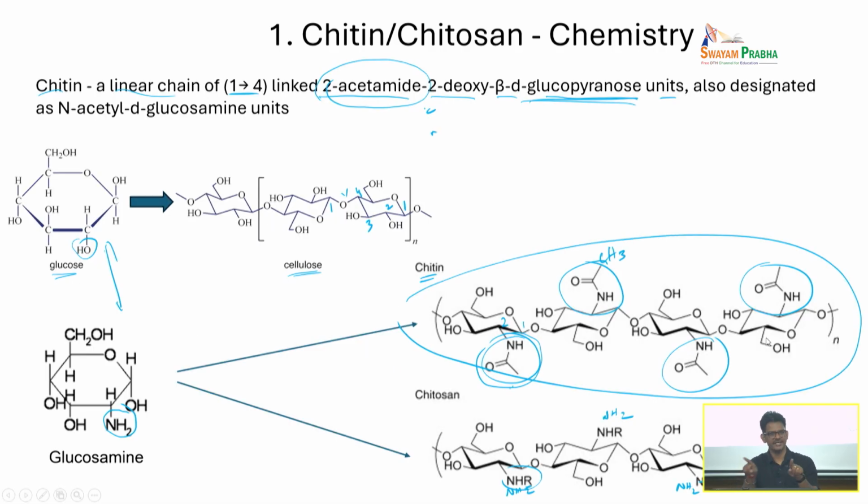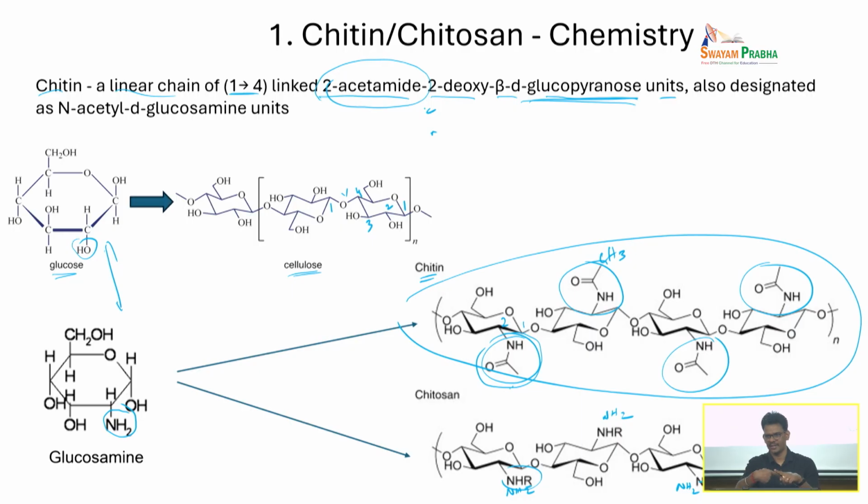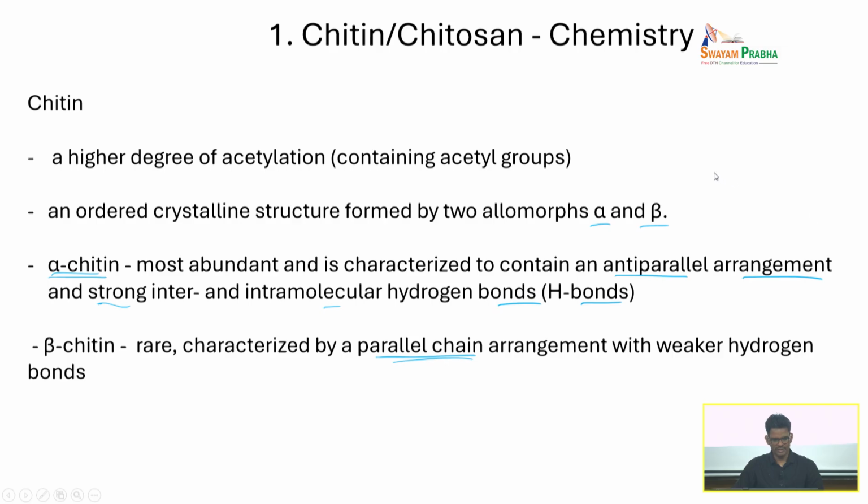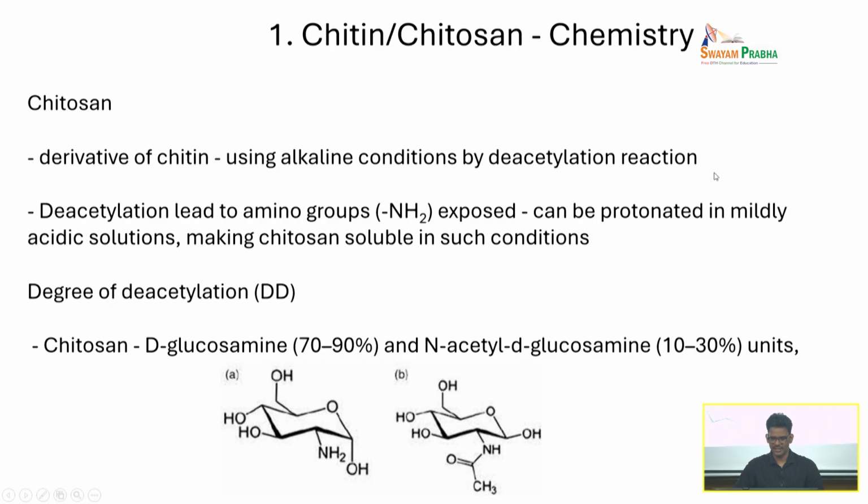Now the chains can also pack. When they pack, they can pack parallelly or antiparallelly. If it's antiparallel, that's alpha chitin. If it is parallelly arranged, it's beta chitin, and the alpha chitin, which is the antiparallel, is most dominant. The reason for this binding is hydrogen bonds, because of the OH and acetylated amine and everything. So those are some of the important aspects of the chemistry of chitin and chitosan.